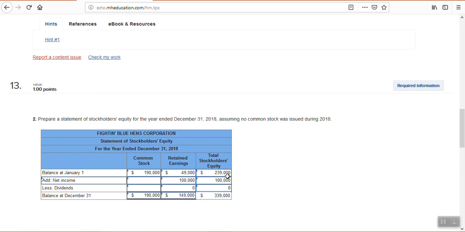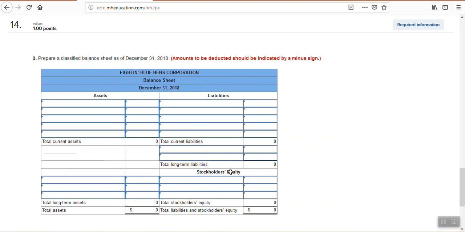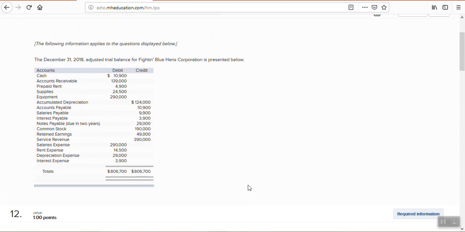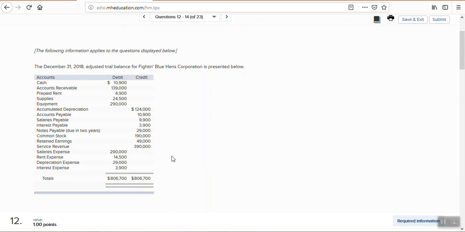So after you do that one, you have one more to do, and this is your balance sheet. And you can see your balance sheet has basically 3 sections. It has assets on the left, and then up in the top right, it has liabilities, and bottom right, it has stockholders' equity. So we're going to go back up here to our information, and we've got assets at the beginning. Then we have liabilities, and we have stockholders' equity.